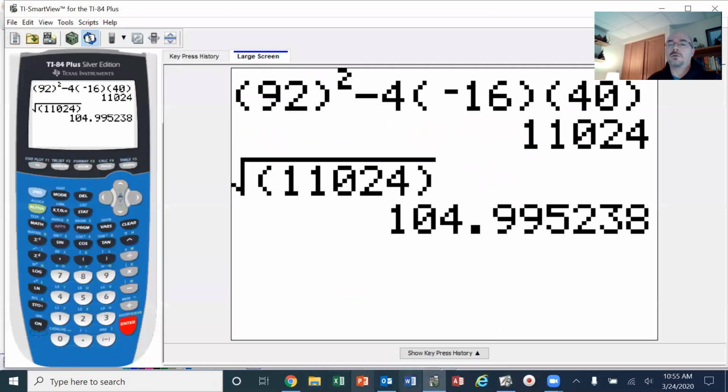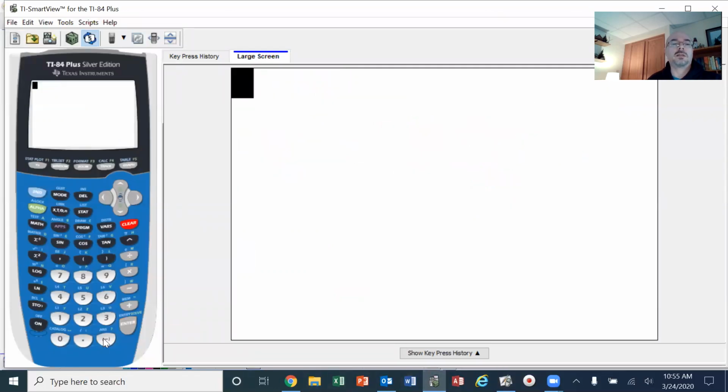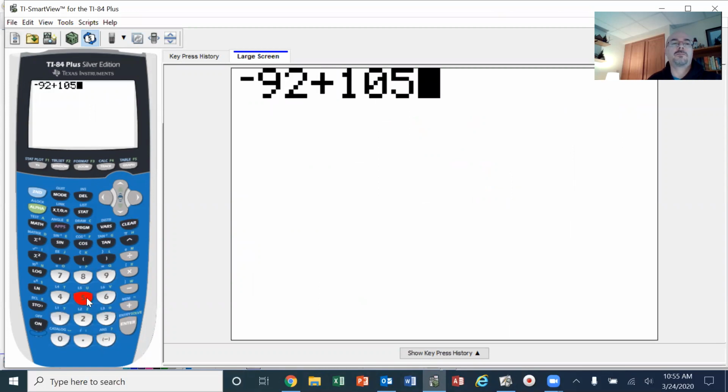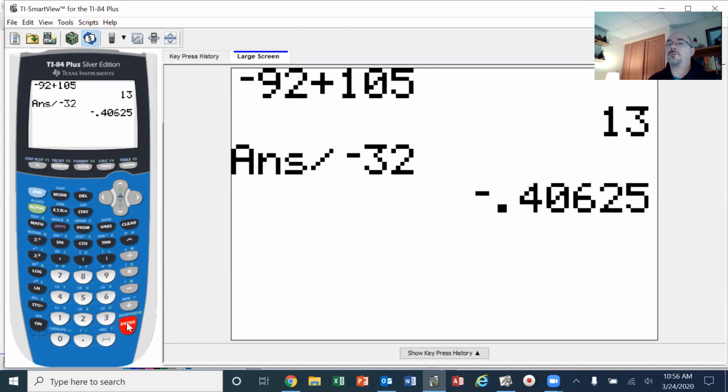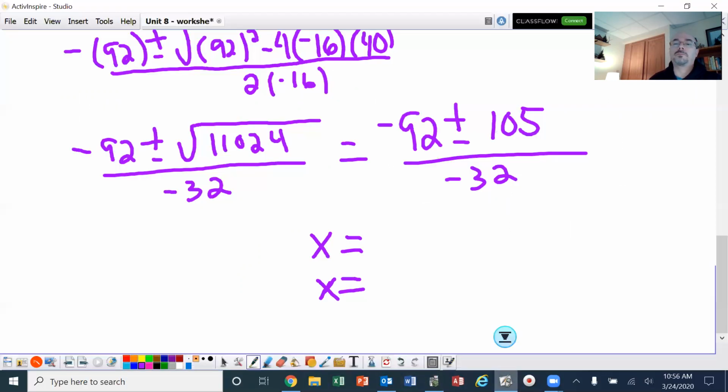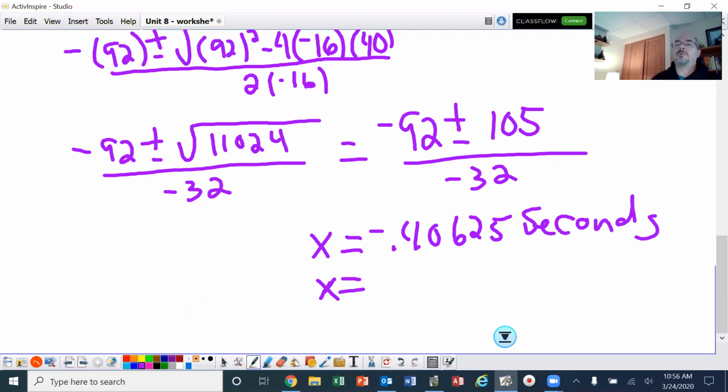Here we go. Let me clear this. I'm going to take the negative 92 plus the 105 and hit enter. If you want to type it in all at once, make sure you use your parentheses, and then I'm going to divide that by the negative 32. I end up with negative 0.40625, and that would be seconds. We'll discuss that in a little bit.